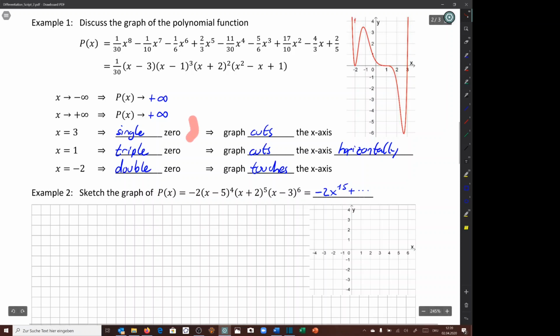And now we can start. So proceed now in the same way as up here, and then sketch the graph. Do that on your own. Stop the film now, and here comes the result.